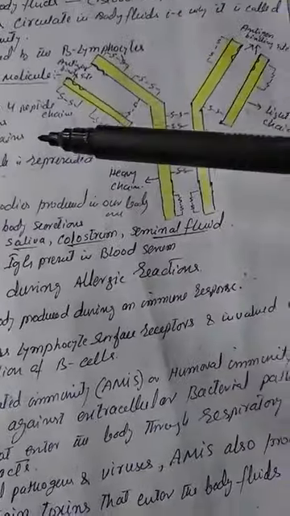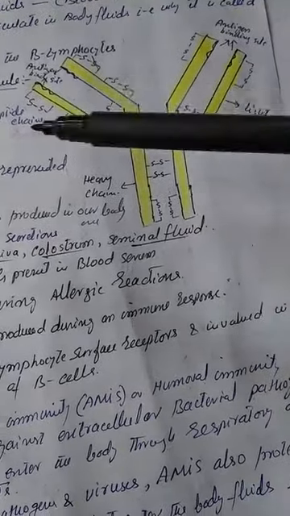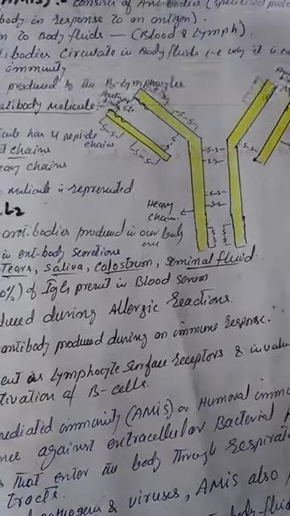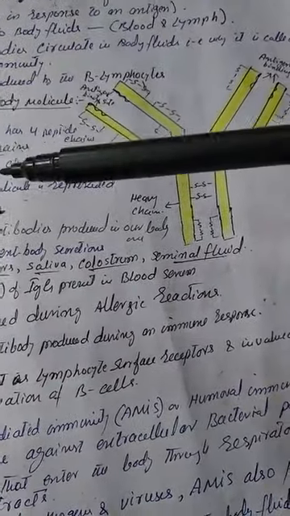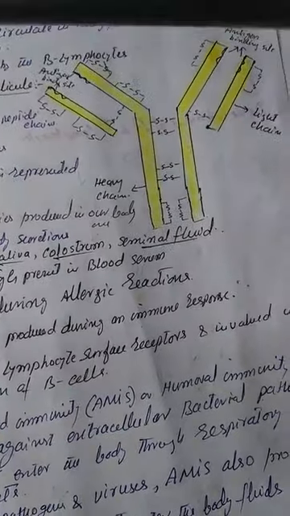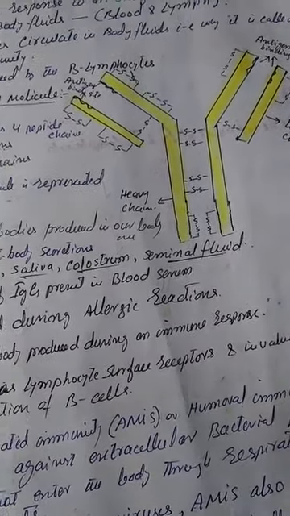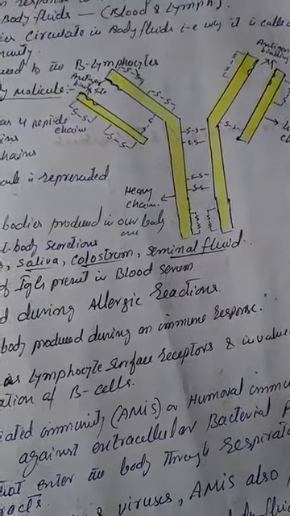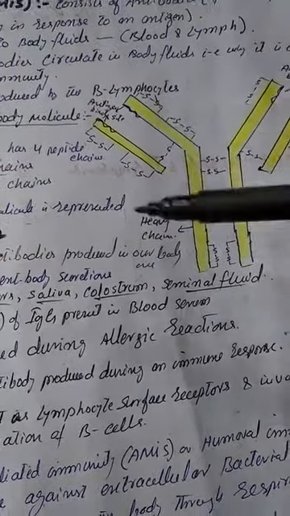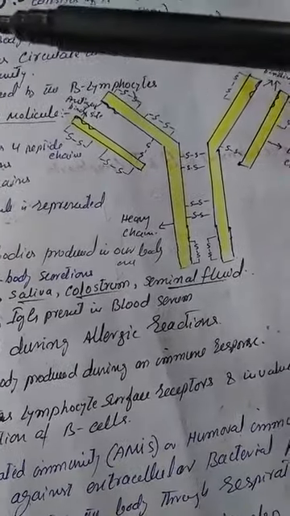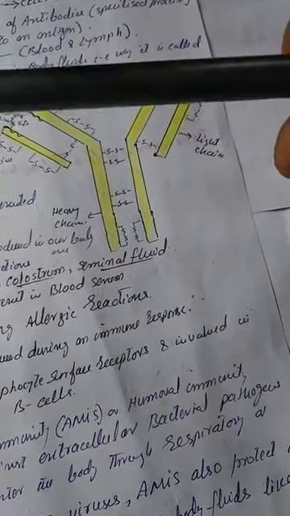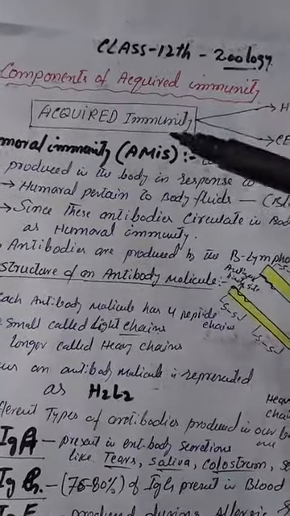This antibody-mediated immune system, or humoral immunity, provides defense against extracellular bacterial pathogens and viruses that enter the body through the respiratory or intestinal tracts. Besides bacterial pathogens and viruses, this antibody-mediated immune system also protects the body from certain toxins that enter the body fluids like blood and lymph. Now, this is all about humoral immunity.